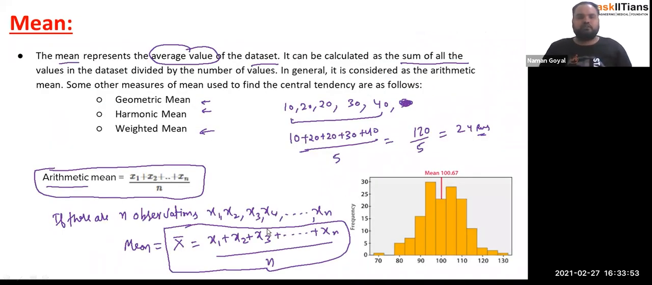So this is all about the mean. If frequency is not given, then we can use the formula directly: x1 plus x2 plus x3 plus x4 up to xn upon n. And if the corresponding frequencies are given, then we have to use another formula, which is x1 f1 plus x2 f2 plus x3 f3 up to xn fn upon f1 plus f2 plus f3 up to fn.